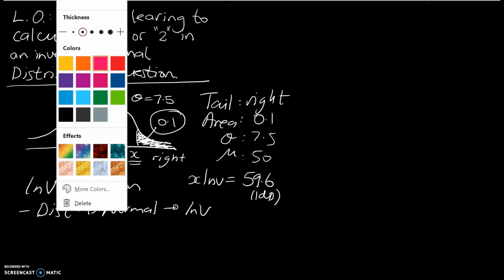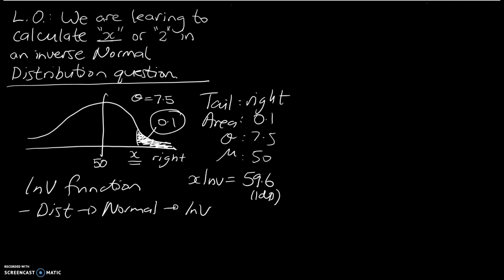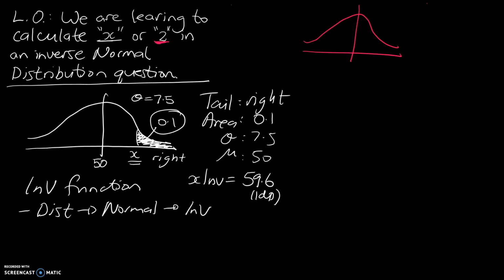We're now going to look at another question. So that was to do with x. This skill is also very, very handy when we're calculating the mean or standard deviation. We will be able to use the inverse function to find the z value of a specific graph, and that specific graph is a standard normal distribution curve.